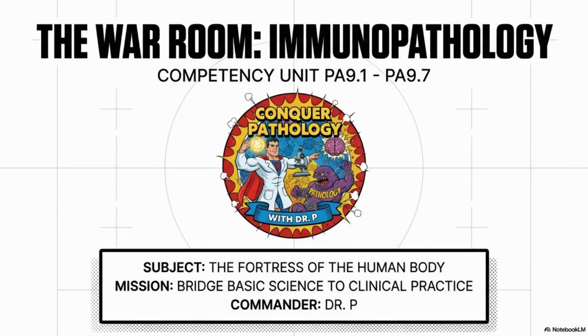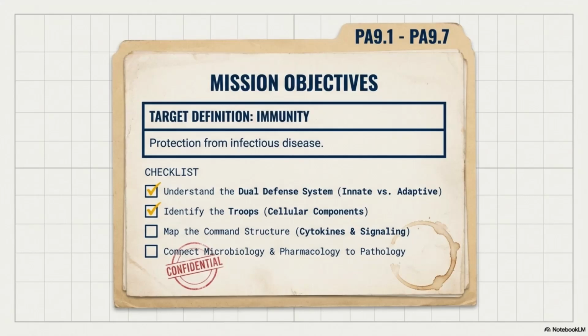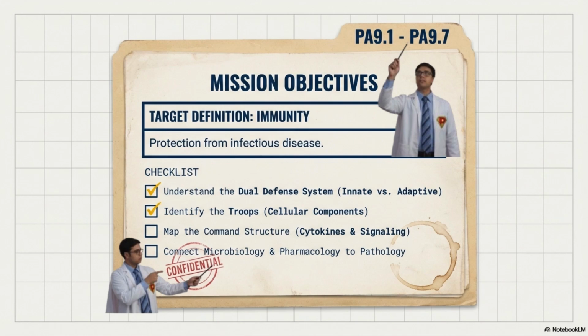We are talking about immunopathology. This unit is the bridge between basic science and the medicine you will practice in the wards. Whether it's a patient sneezing from pollen, a young woman with a butterfly rash, or the global challenge of HIV, it all starts here. I have broken this lecture down to cover NMC competencies PA 9.1 to PA 9.7 in detail. We will connect the dots with medicine, pharmacology, and microbiology, so you don't just memorize this, you understand it. Grab your notebooks, we have a lot of ground to cover.